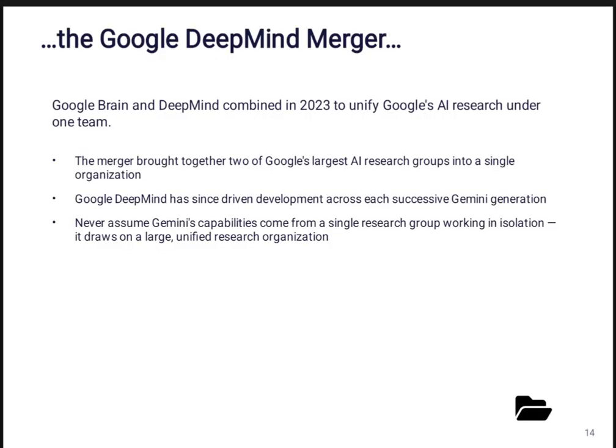The Google DeepMind merger. Google Brain and DeepMind combined in 2023 to unify Google's AI research under one team. The merger brought together two of Google's largest AI research groups into a single organization. Google DeepMind has since driven development across each successive Gemini generation. Never assume Gemini's capabilities come from a single research group working in isolation. It draws on a large, unified research organization.